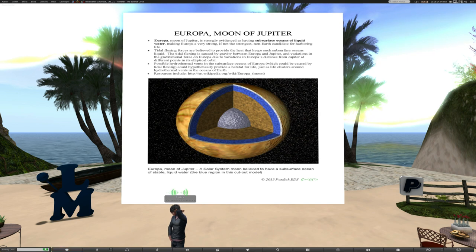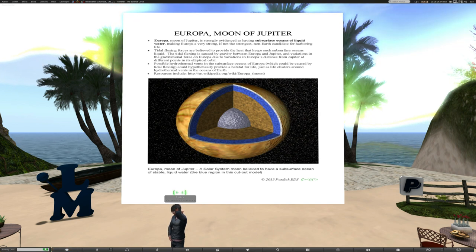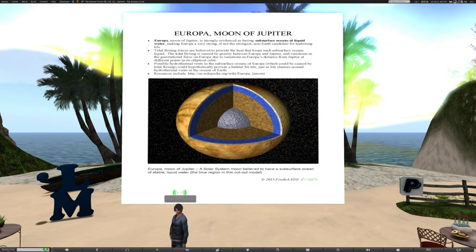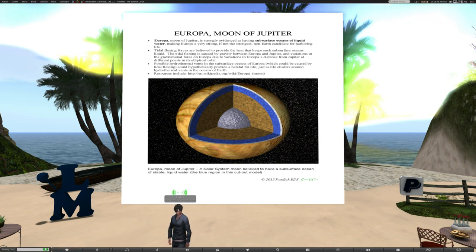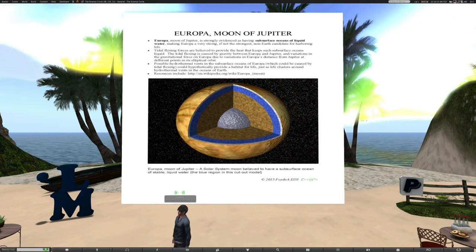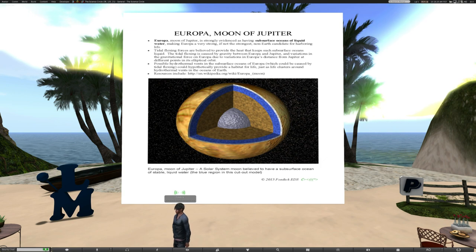Anyway, so Europa, what is Europa? Europa is a moon of Jupiter, and a lot of people have heard of Europa for good reason. It's a moon in the solar system where scientists think that there could potentially be life.